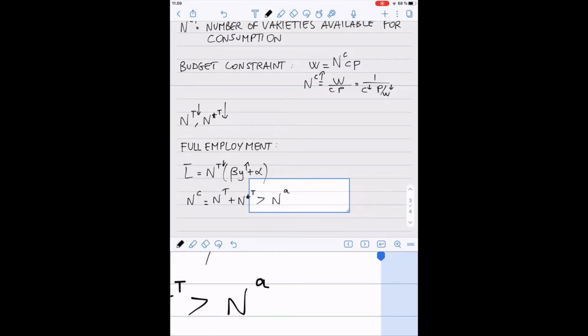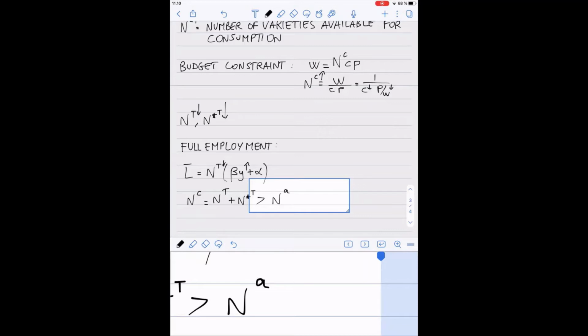So this means that basically if Denmark first produced, say, 5 varieties in autarky, by trading with Sweden, say 1 variety exits, so now Denmark is only producing 4 varieties, but since you're trading with Sweden, Sweden also produces 4 varieties, and so the number of varieties available for consumption goes from 5 to 8. So you have 3 more varieties available for consumption.